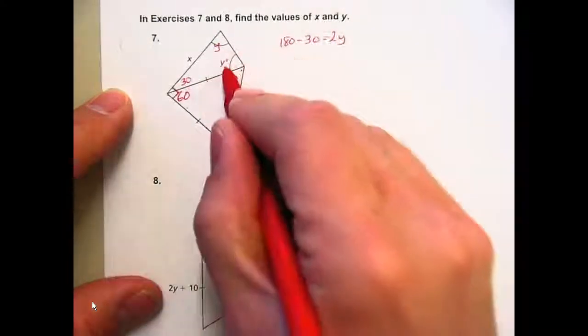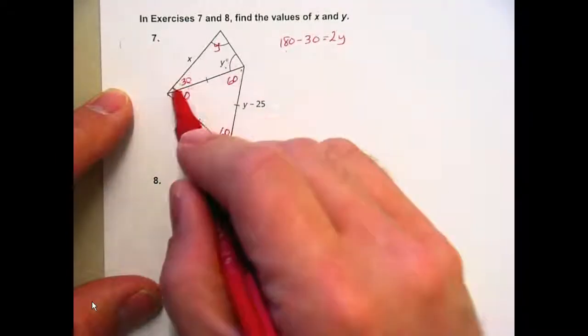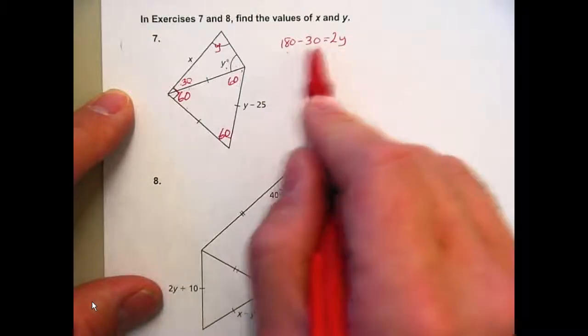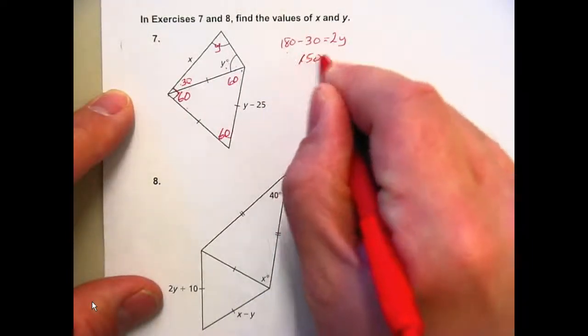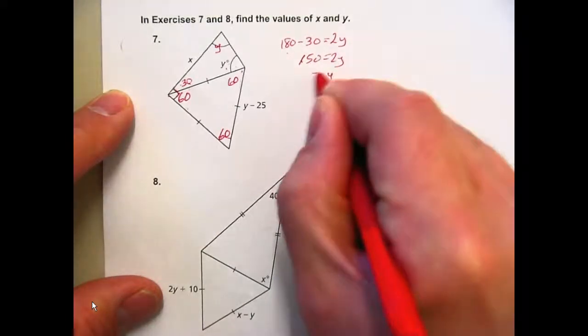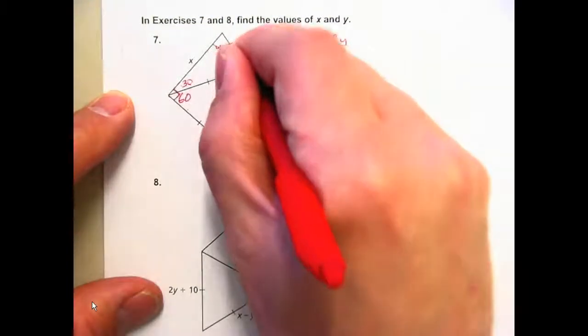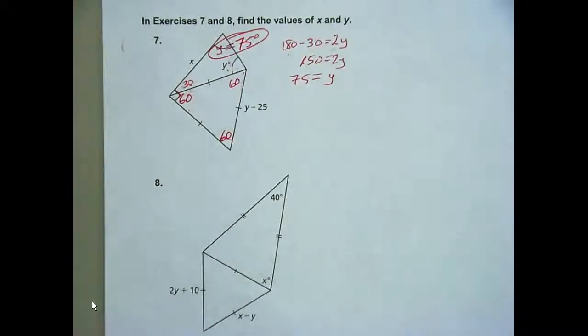Okay, so those two y's plus that 30 make 180. So 2y plus 30 makes 180. So we subtract 30. So 180 minus 30, we get 150. And so y is 75. Okay, y is 75 degrees. I agree there. Okay? How do we get x? Maddie?